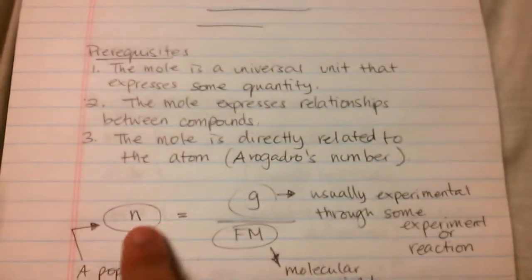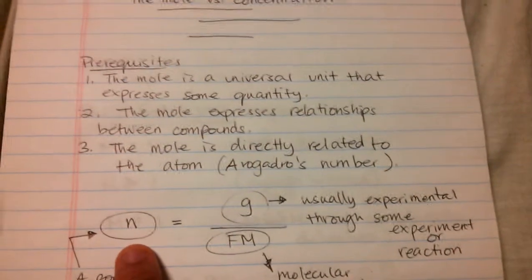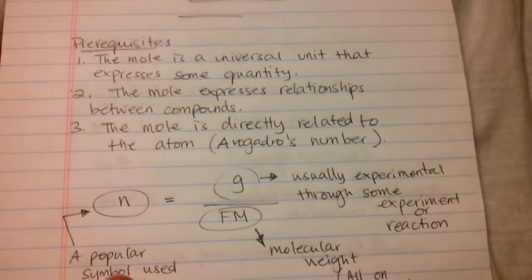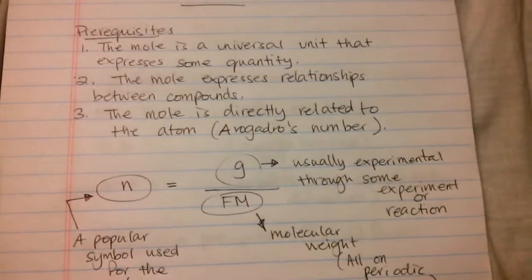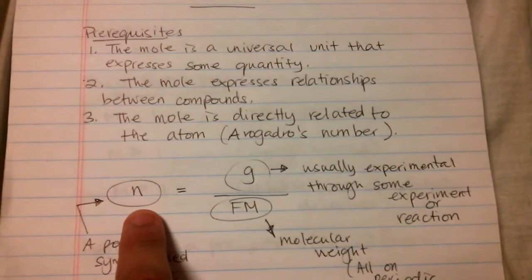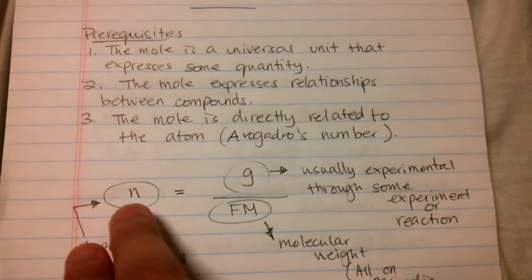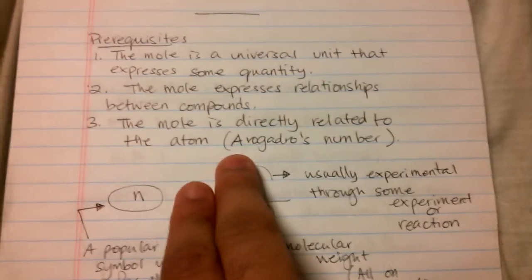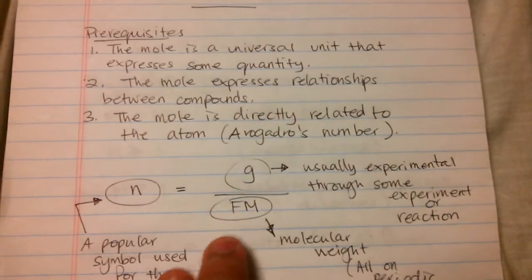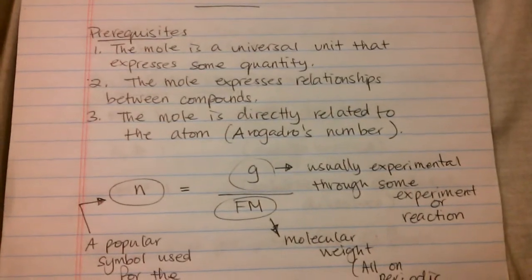Before I do that, I wanted to express certain symbols that are used to express the mole. The popular symbol used is N, and that is a typical symbol used to represent the mole. Basically, the mole is a relationship between the grams given and the formula mass of the compound.